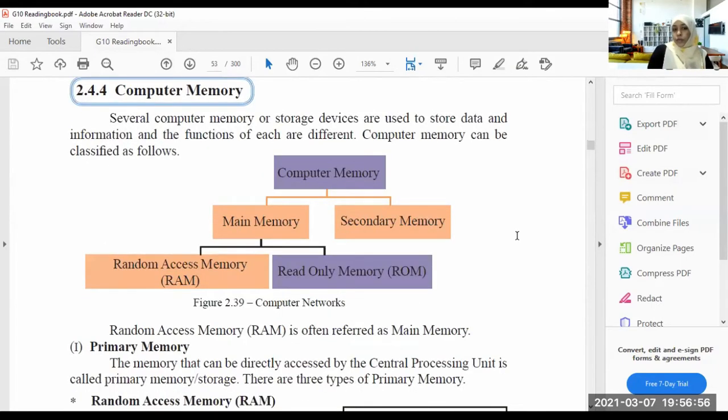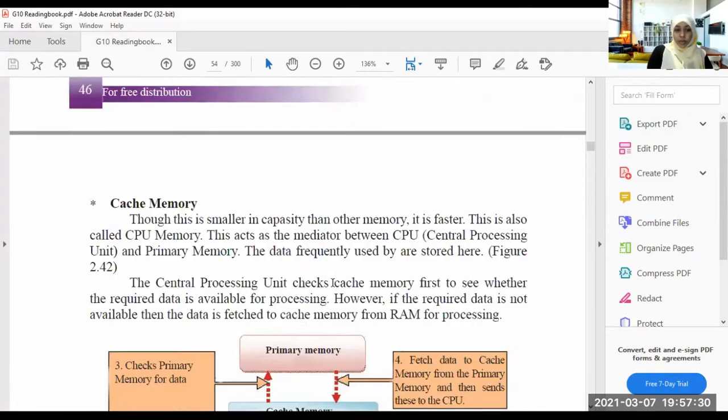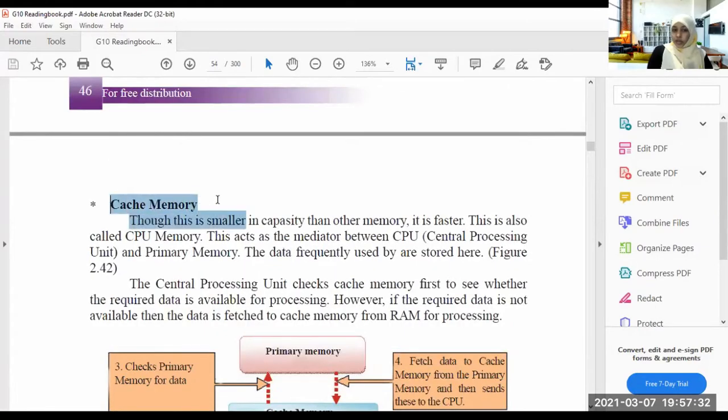Next one is the computer memory. This is also one of the most important things of the computer. Computer memory is divided into 2: main memory and secondary memory, or auxiliary memory. Main memories are actually 3 types: random access memory, read-only memory, and cache memory. Okay, there are 3: random access memory, read-only memory, and cache memory.